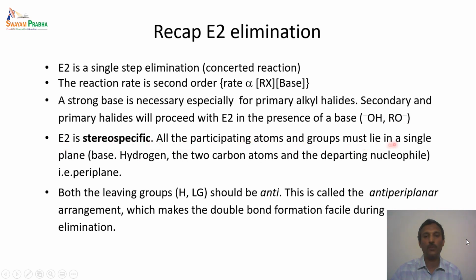That means all the participating atoms must lie in the single plane, anti-periplanarity, we call that one. That is, both the hydrogen and the leaving group should be anti to each other. And this is called the anti-periplanar arrangement, which also makes the double bond formation facile during elimination. We will work out some problems related to this one in the cyclohexyl systems, and then you will understand what is anti-periplanarity.